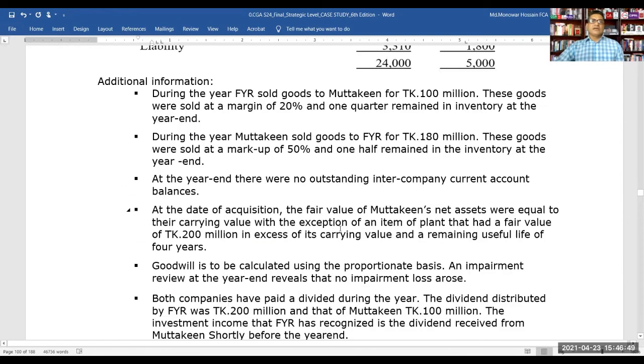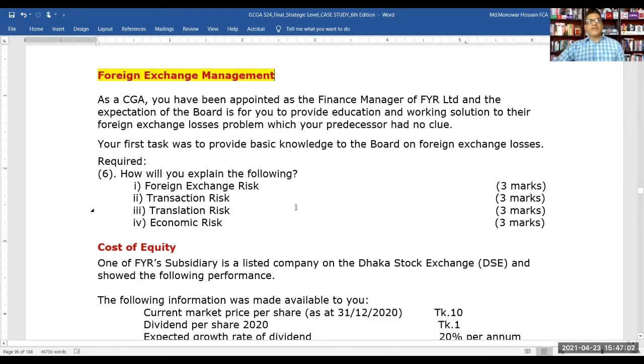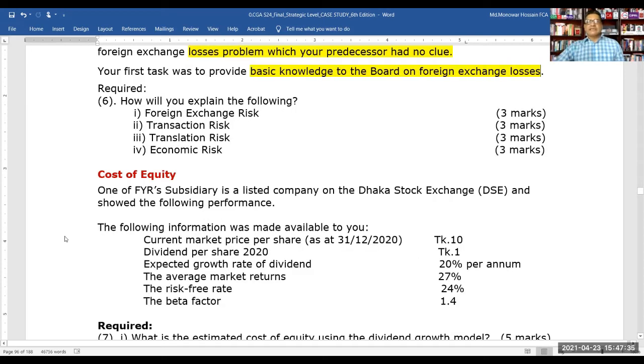And then if we go to another item, foreign exchange management of FIR company. As a CGA, you have been appointed as the finance manager of FIR Limited, and they expect you to provide education and a working solution to the board for their foreign exchange losses problem. The first task is to provide basic knowledge to the board on foreign exchange losses, how a foreign exchange loss occurs. So the requirement here is four items, each item 3 marks, and it is theoretical.